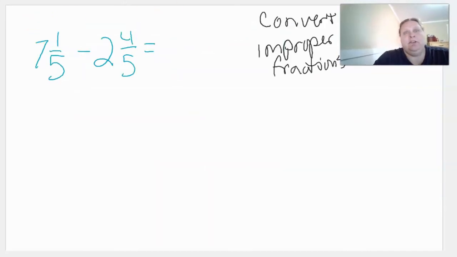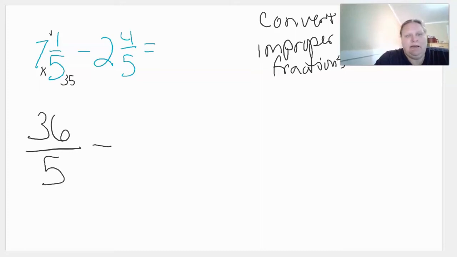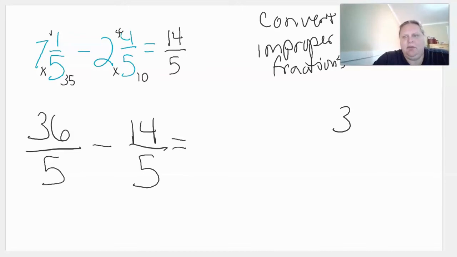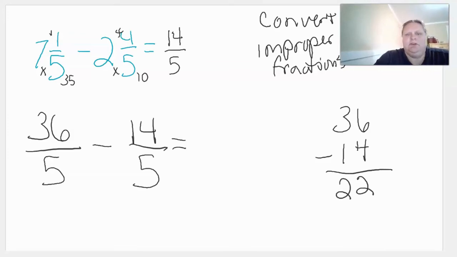The next method is to convert to improper fractions. So 7 times 5 is 35, plus 1 is 36. And remember, the denominator stays the same, minus 2 times 5 is 10, plus 4 is 14 fifths. And now we subtract, and we can go 36 minus 14. 6 minus 4 is 2, 2. So we have 22 fifths.